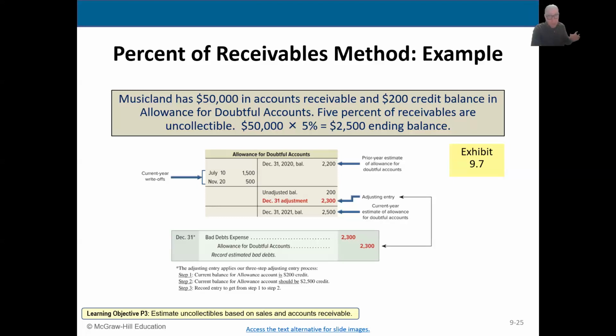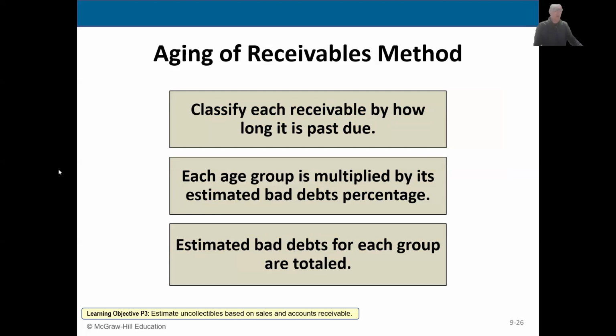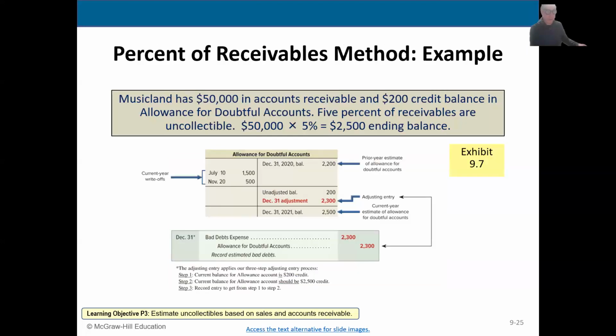So 2,500, but it's not 2,500, right? Because we need to add the $200 balance from the allowance for doubtful accounts. So the adjustment amount is 2,300. You see? So we debit bad debt expense 2,300, and we credit allowance for doubtful accounts 2,300. So that's the percent of receivables method.